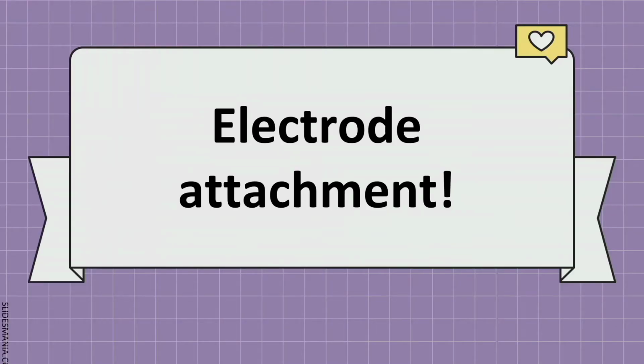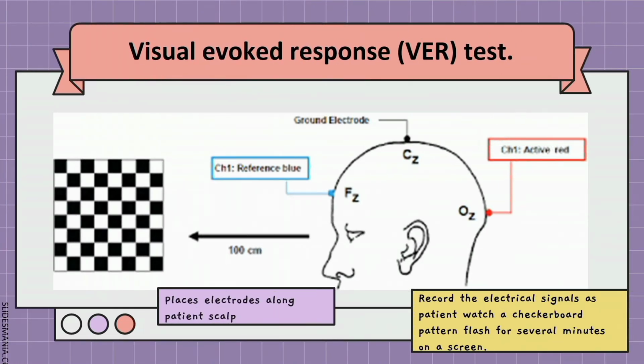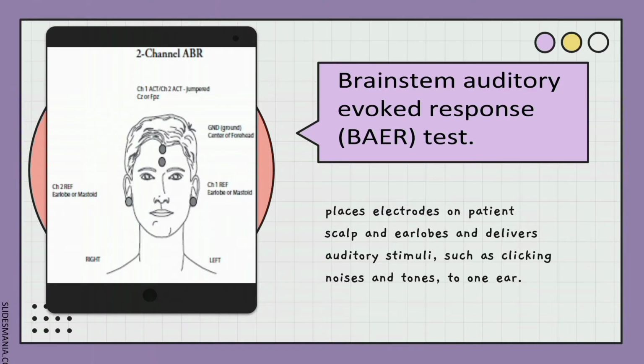It's time for electrode attachment. For visual evoked response, the healthcare professional places the electrodes along the patient's scalp. It records the electrical signal as the patient watches a checkerboard pattern flash for several minutes on the screen. The second one is the brainstem auditory evoked response. The healthcare professional places the electrodes on the patient's scalp and earlobes and delivers auditory stimuli such as clicking noises and tones to one ear.